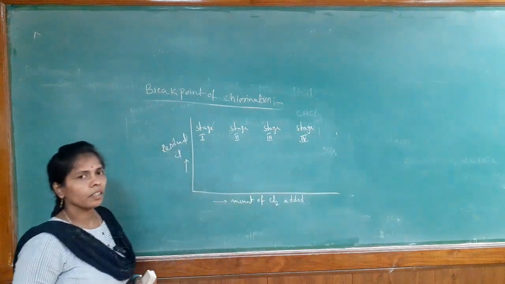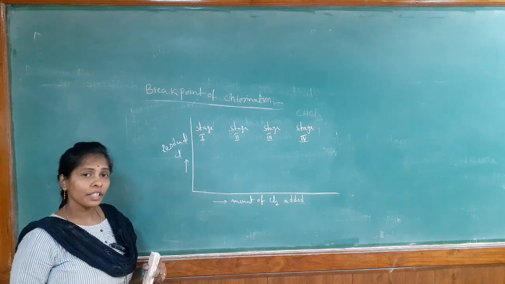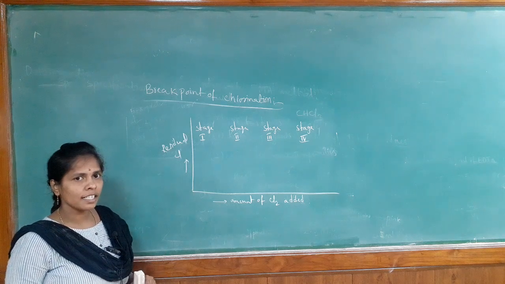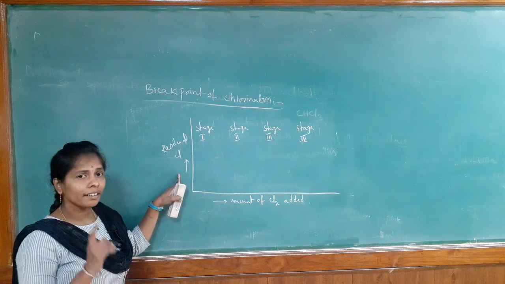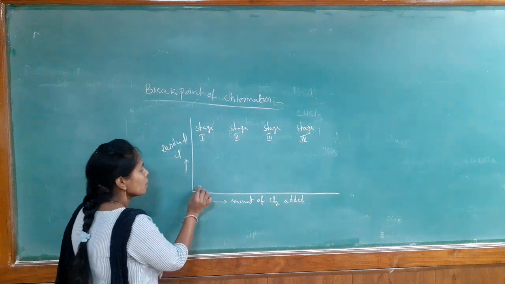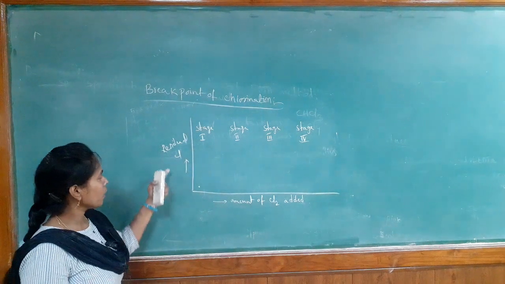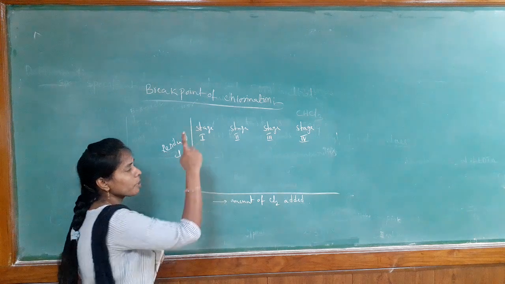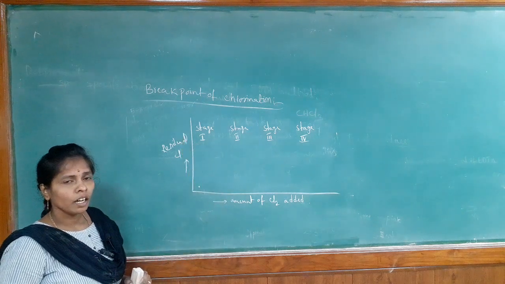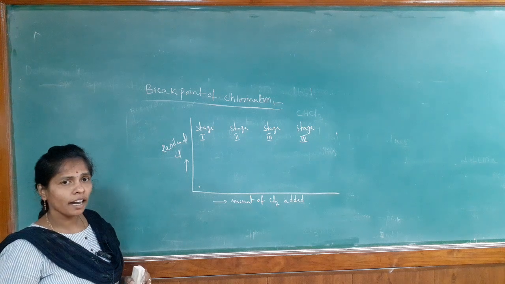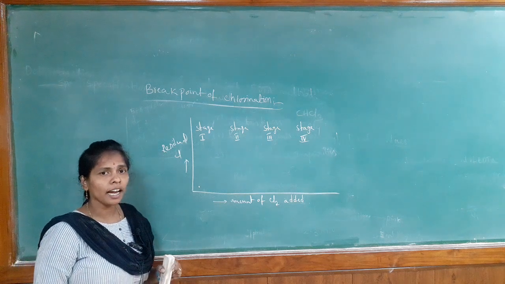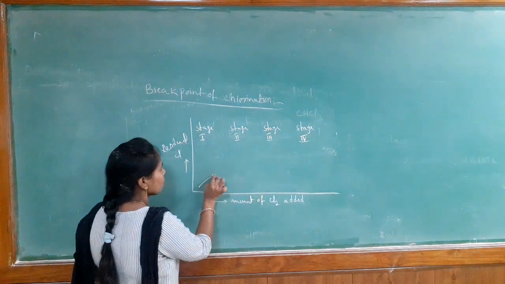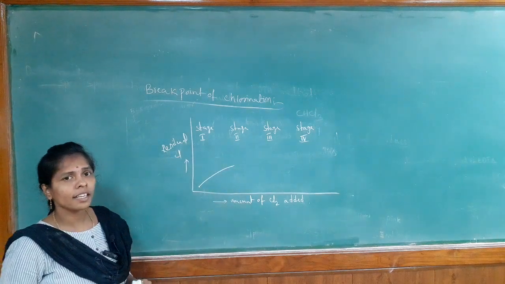So, we know what happens in each stage. At the first stage, it is removing or killing the reducing agents. So, there is no residual chlorine at the initial stage, that means in stage 1. In stage 1, the residual chlorine is less because there is no free chlorine and no combined chlorine. But what happens in stage 2? In stage 2, chlorine is reacting with ammonia and the organic compounds. So, it is forming the chloramine and the chloroorganic compounds. So, residual chlorine is increasing in stage 2.